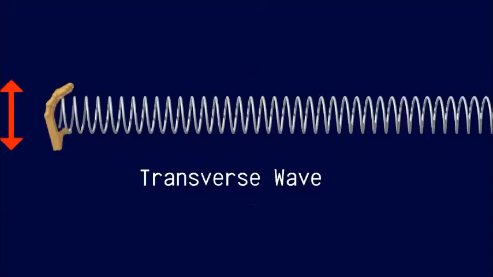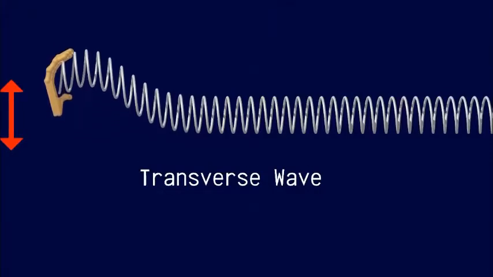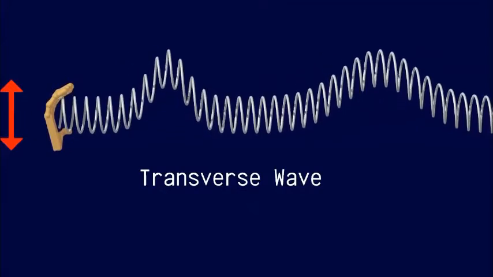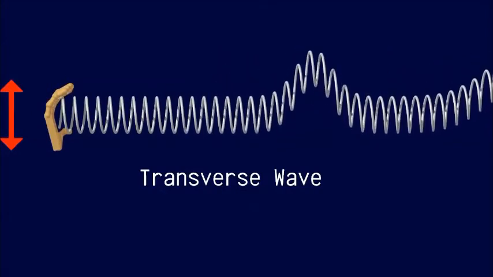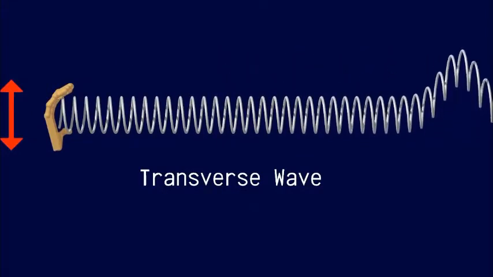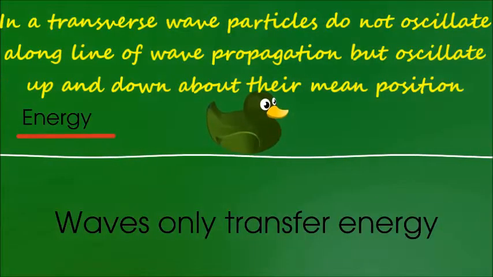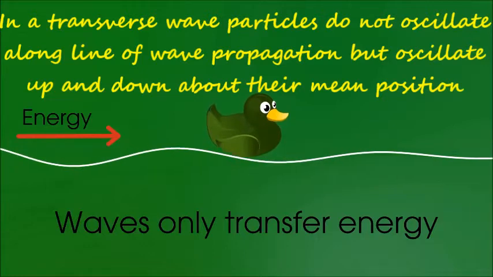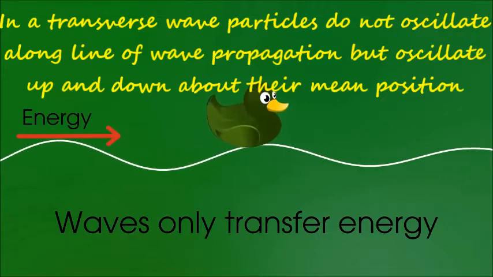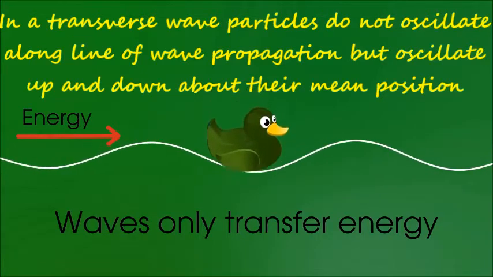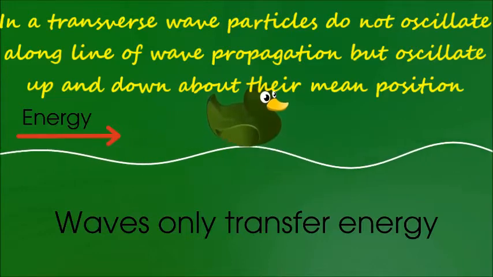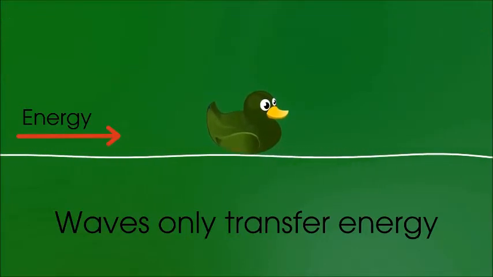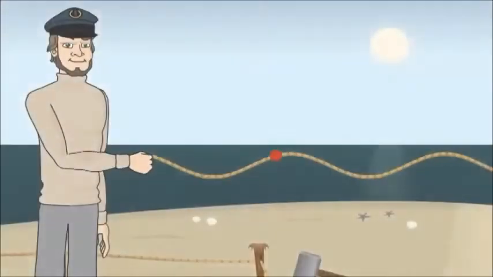In a transverse wave, the disturbance that makes up the wave is perpendicular to the direction in which the wave travels. We can see that here by looking at a lovely rubber duck sat in a bath. As a wave goes through, the duck bobs up and down, but once the wave's gone, he's back to his original position. The wave has carried energy through, but it did not carry the duck with it.